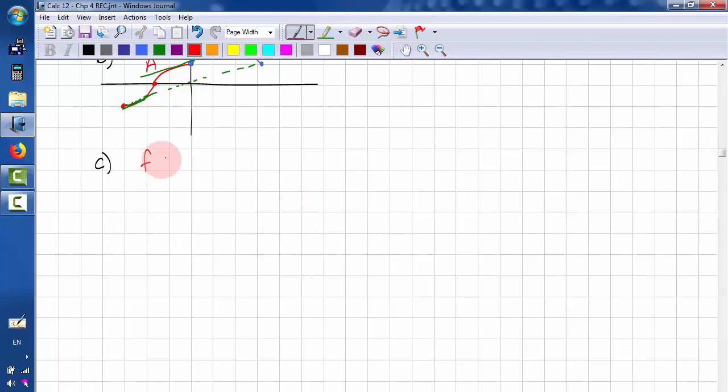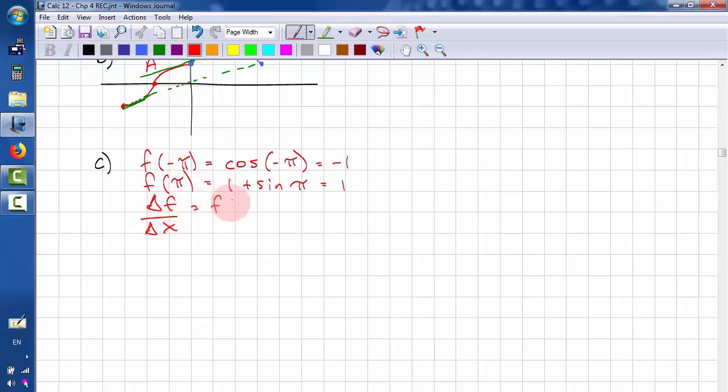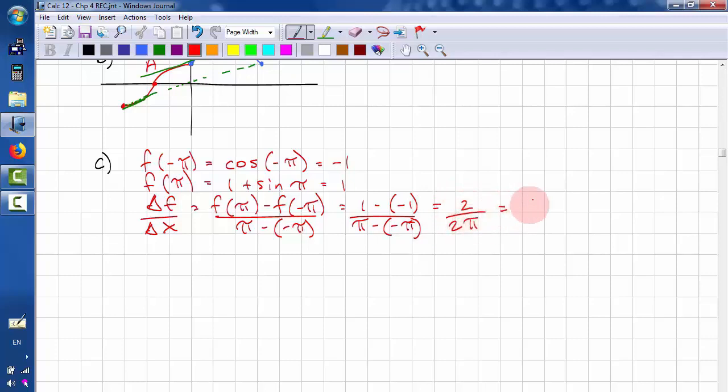Okay, so we start. We'll just do some intermediate calculations here to make it a little bit easier. So f of negative pi, we use the first piece of the function, cos negative pi, and that equals negative 1. F of pi equals 1 plus sine pi, and that equals 1. So delta f over delta x equals f of pi minus f of negative pi over pi minus negative pi equals 1 minus negative 1 over pi minus negative pi. And we get 2 over 2 pi, but that's just 1 over pi.